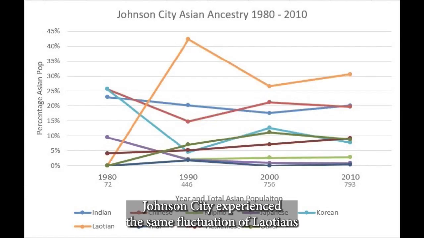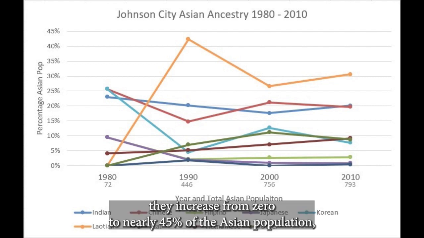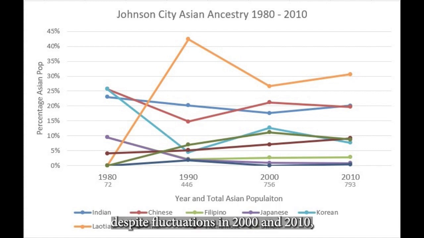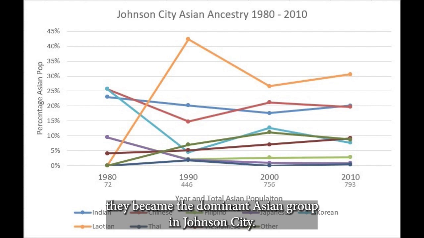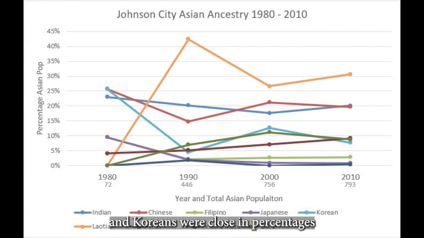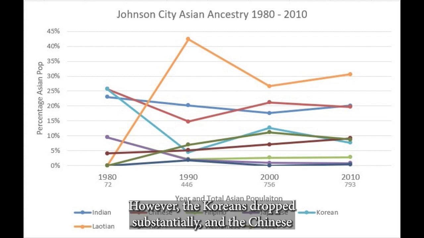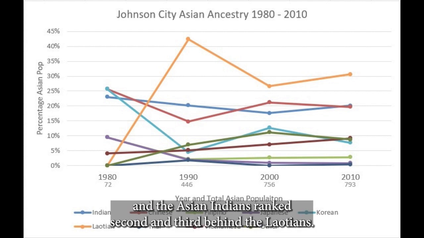Johnson City experienced the same fluctuation of Laotians as on the previous chart. From 1980 to 1990, they increased from 0 to nearly 45% of the Asian population. Despite fluctuations in 2000 and 2010, they became the dominant Asian group in Johnson City. 3 Asian groups, Chinese, Asian Indians, and Koreans, were close in percentages, between 23 and 26%. However, the Koreans dropped substantially, and the Chinese and the Asian Indians ranked 2nd and 3rd behind the Laotians.